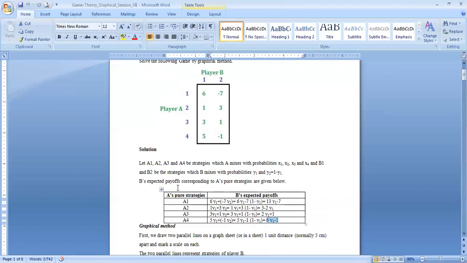So first you need to write the expected gain or the payoff for the player who is having two strategies. Please remember, here the player B is having two strategies. So that is why here we have written B's expected.